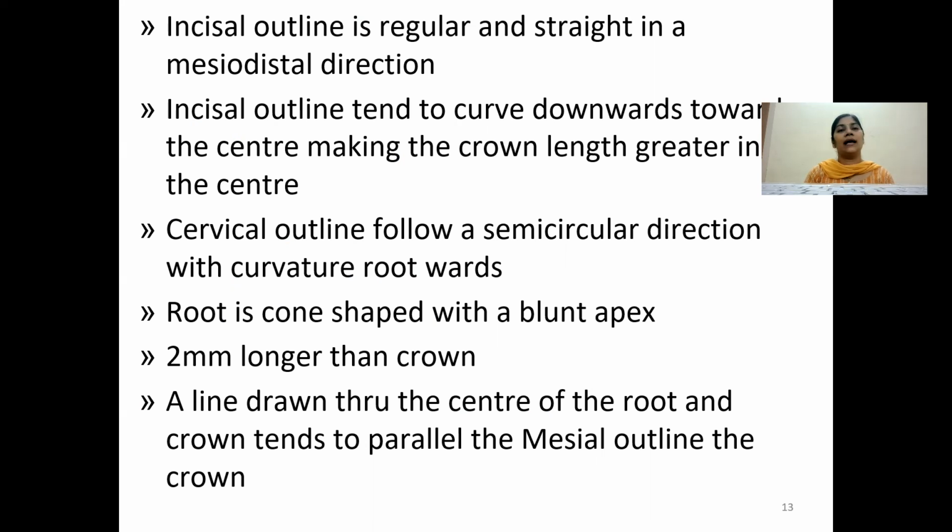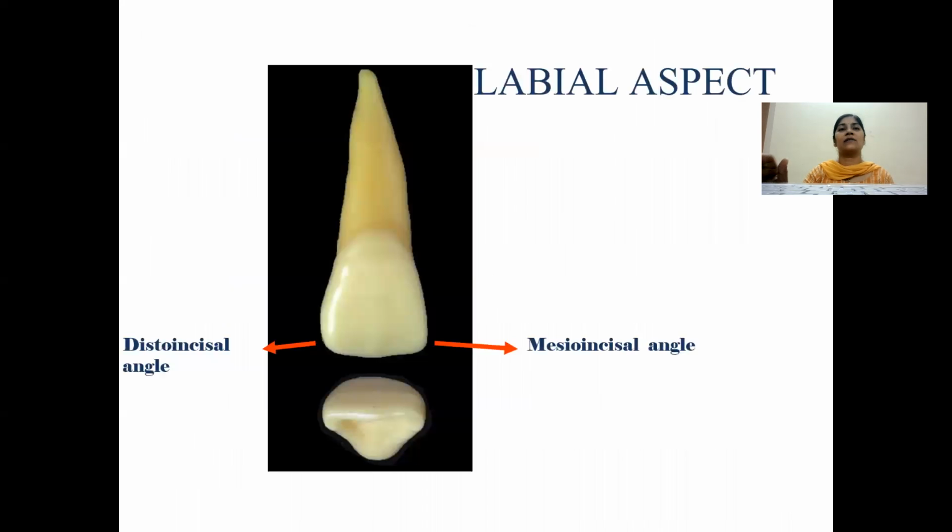If you draw a line through the center of the root crossing the crown, it tends to be parallel with the mesial outline of the crown. So that is the description of the labial aspect. When you look at this picture, you can appreciate all the points we described earlier: the mesoincisal angle and the distal incisal angle. The mesoincisal angle is sharper than the distal incisal angle, which is more rounded.